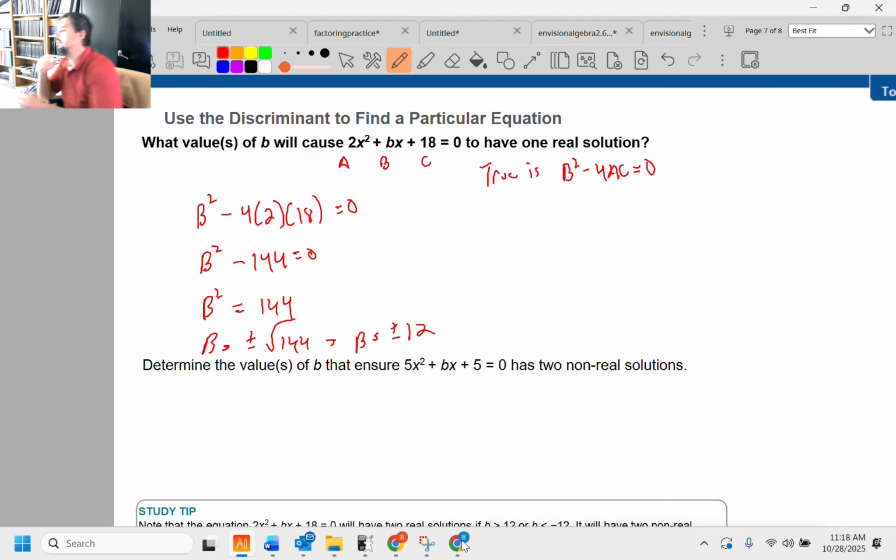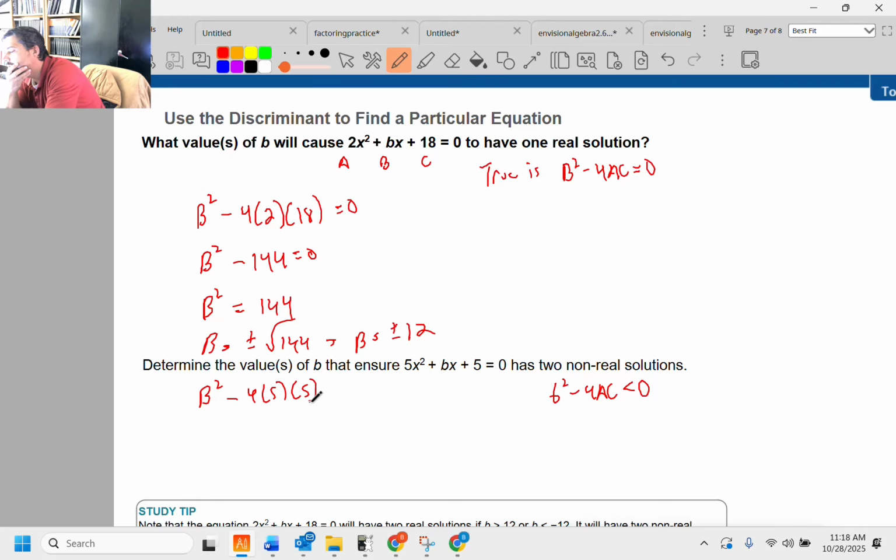All right, next up, 2 non-real solutions. This means that b squared minus 4ac is less than 0. That's all it means. B is still b. Take away 4 times a, which is 5, times c, which is 5. Less than 0. It's an inequality. That gives me b squared minus what, 100? That seems right. Less than 0.